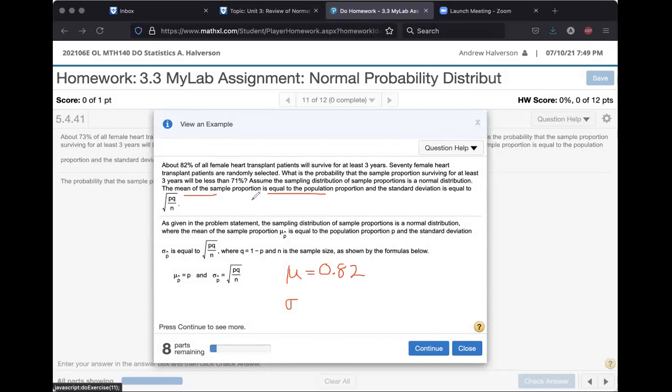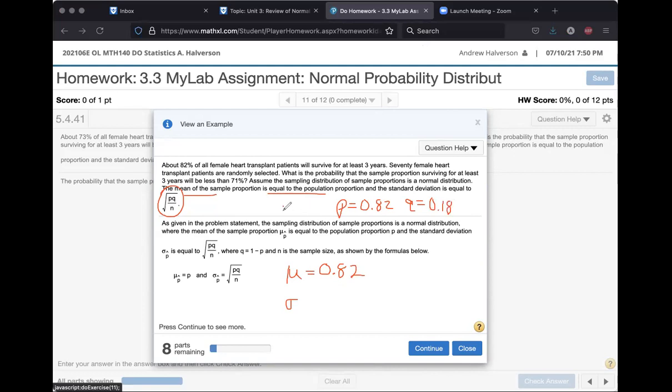Okay, so now to find the standard deviation, we have to use this formula right here, the square root of P times Q divided by N. Remember what P, Q, and N are. P is the probability of success. So P here, the success is going to be successfully surviving 3 years, which is 82%. The Q is the probability of failure. In other words, that a female heart transplant patient does not survive for 3 years. Well, that's found by doing 1 minus P. And so that's 1 minus 0.82, which means it's what? 0.18.